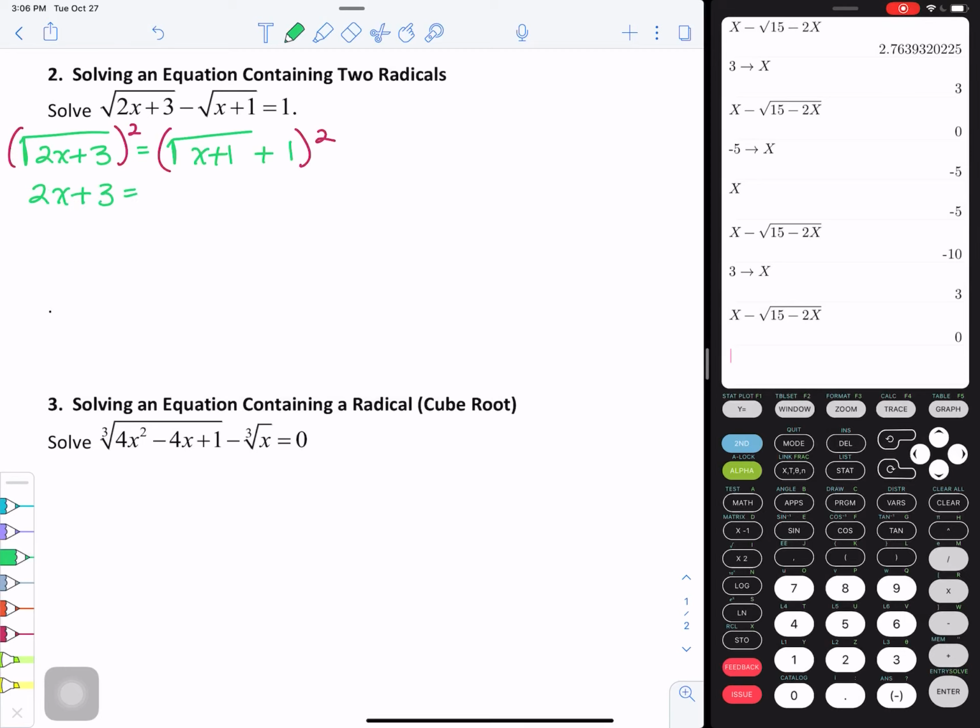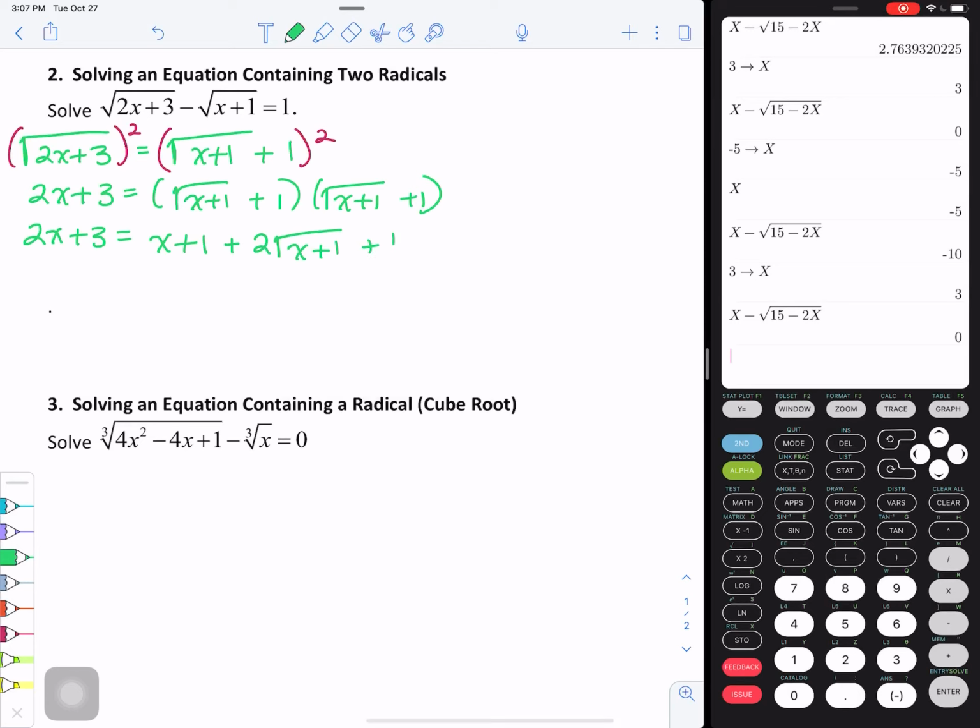Now the right-hand side, it's a different story. So we have to square this binomial. It's not that difficult, but it just takes a little bit of time. So our F of FOIL is just x plus 1. Both inner and outer are 1 times the square root of x plus 1. So that means I have 2 square roots of x plus 1. And the L of FOIL will just be plus 1, 1 times 1. So it really wasn't too bad.